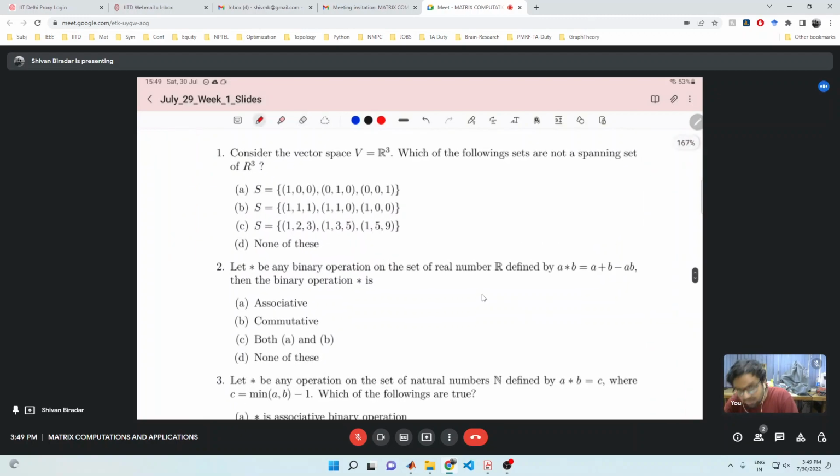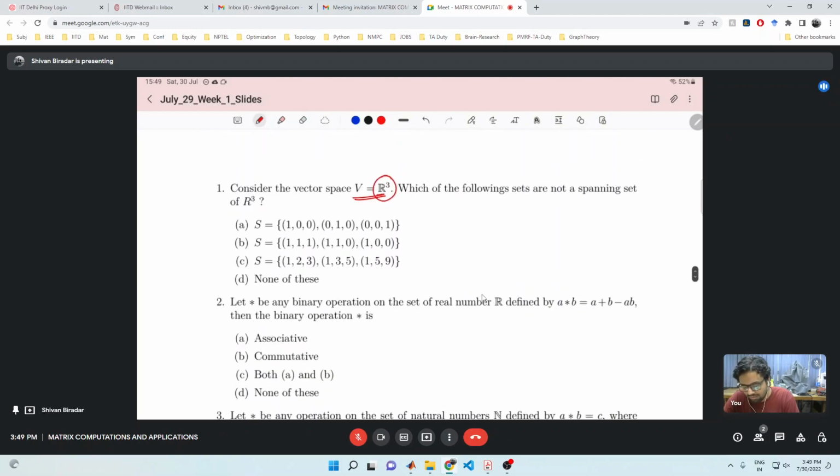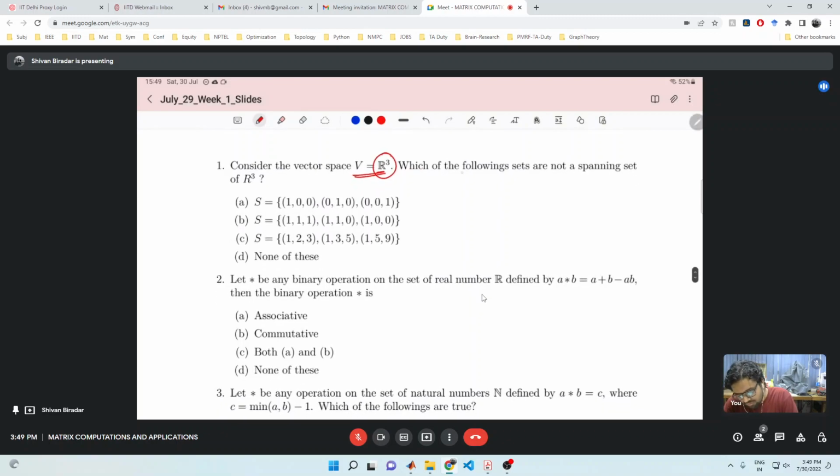So let us consider a vector space V in R3. This would be your three-dimensional space, so in three-dimensional space, you will have all the 3D vectors. The question here is: which of the following sets is not a spanning set? What does spanning set mean? A spanning set means that you have some vectors in this R3 and you take a linear combination of those vectors, and it has to span that space.